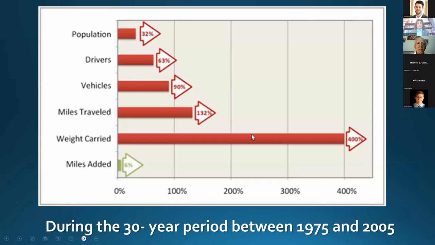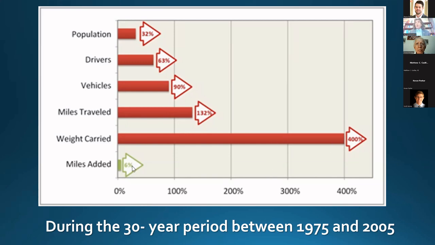If you just look at it, I just took this data from over the 30-year period from 1975 to 2005. Okay, that lifespan. Look at what happened. During that time period, the population increased by 32%. The number of the drivers increased by 63%. The number of the vehicles increased by 90%. The miles traveled increased by that much. The weight that is put on our bridges, the legal ones that we know of, not the illegal ones, is a 400% increase.